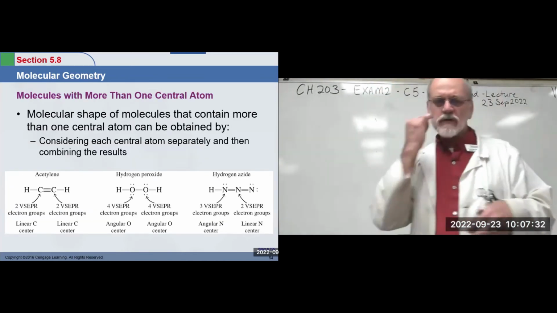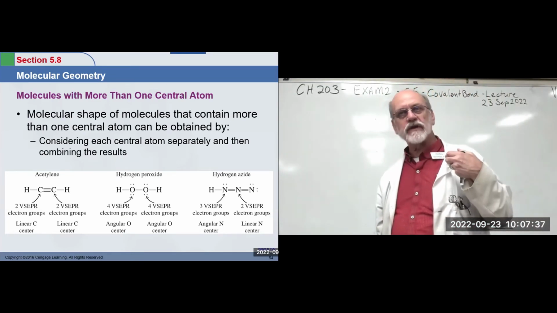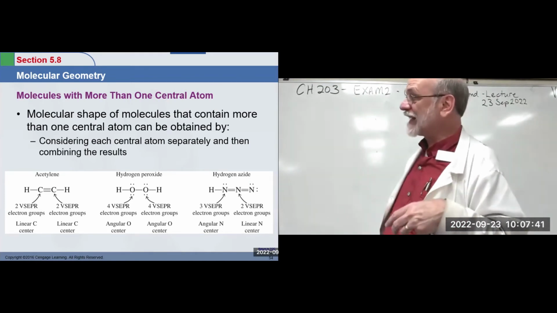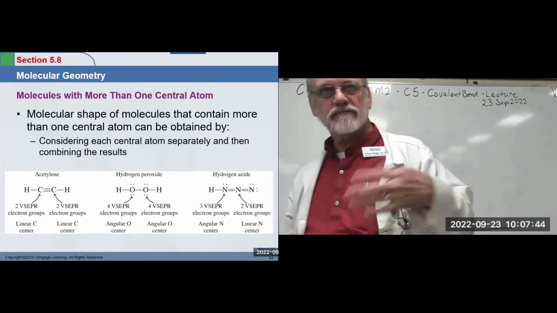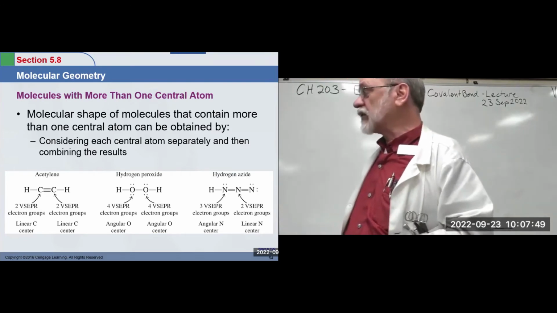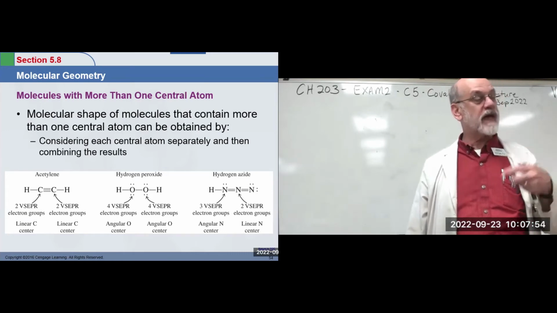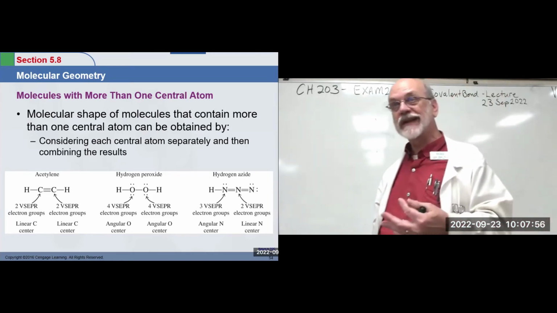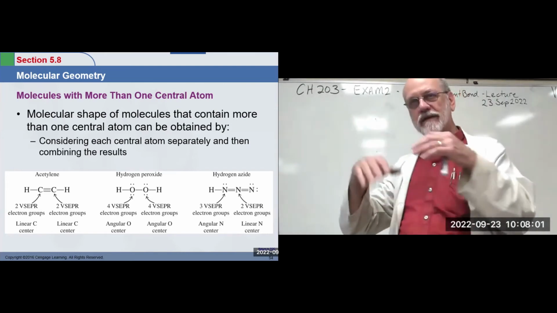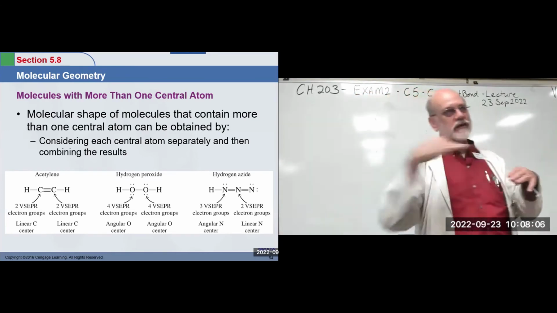So this is what I was mentioning earlier. You can have different geometries around different central atoms in a molecule. All right, so acetylene is that first one. You know, that's the cutting torch gas. As it turns out, both of those carbons have the same number of groups around each one, so they have the same geometry, right? They're both linear. So the whole molecule is linear because they're linear to one another. It's like if A equals B and B equals C, then A equals C. So the whole molecule is linear.